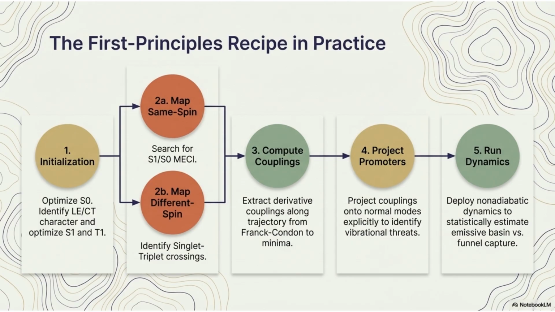The first principles recipe involves a step-by-step process. We begin with initialization, followed by mapping same spin and different spin crossings. Then we compute couplings and project promoters onto normal modes to identify vibrational threats. Finally, we run dynamics to statistically estimate the outcome, emission versus funnel capture.